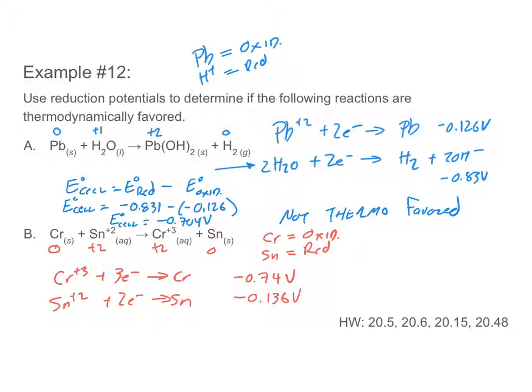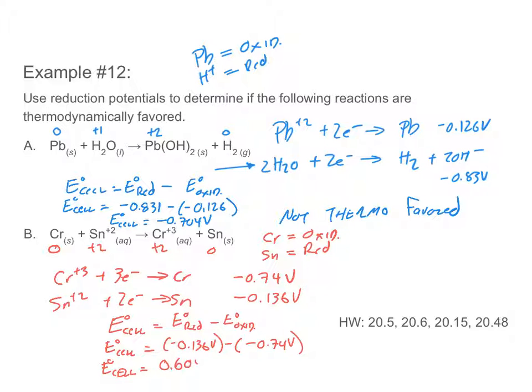So when I go to plug this into my formula, I'm going to take the negative 0.136 volts minus the negative 0.74 volts, and I'm going to get a cell potential for this particular reaction to be positive 0.604 volts. So this is thermodynamically favored.